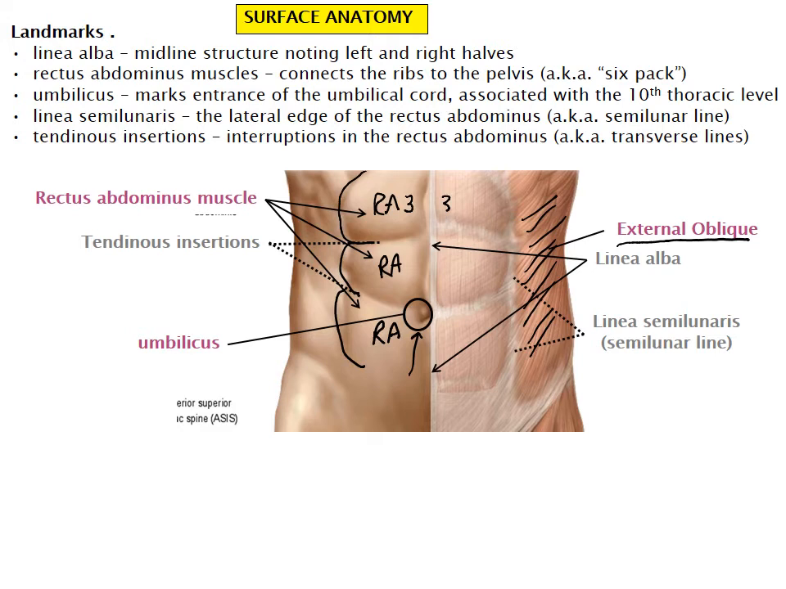Notice the external oblique muscles. Imagine you put your hands in your hoodie pocket. So here's your thumb, here's your fingers. They're in your hoodie pocket on that side. The fibers of external oblique are running in that same direction.